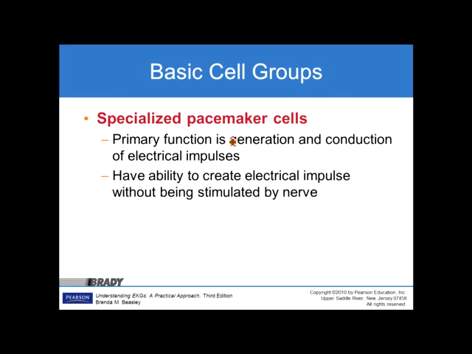Primary function is the generation and conduction of electrical impulses, and they have the ability to create electrical impulses without being stimulated by a nerve. So these things are self-generating, they're running all the time. The pacemaker cells themselves can run without any stimulation from a nerve whatsoever. Even though they are innervated by sympathetic and parasympathetic receptors, they do not require those to actually run. So these things have their own ability to generate the electrical impulse all by themselves.